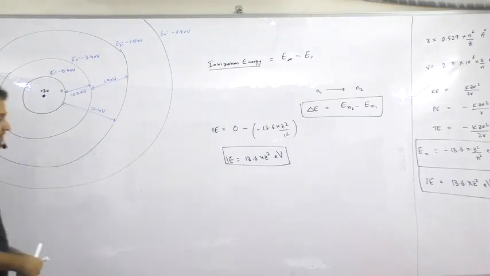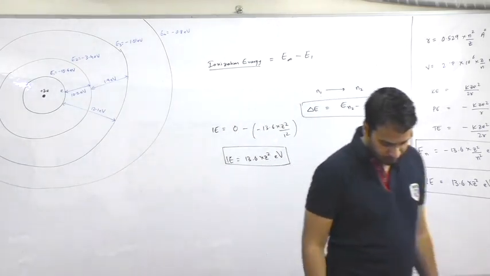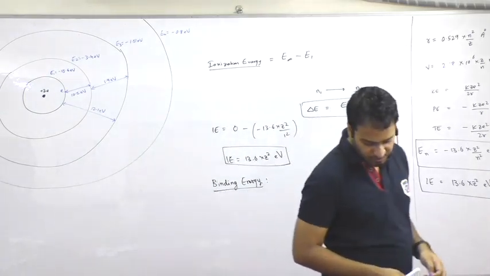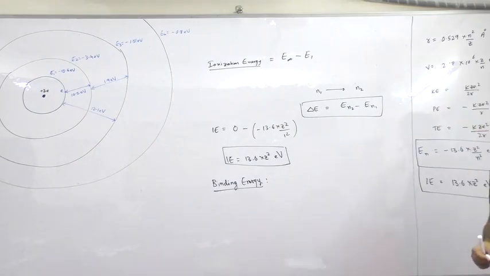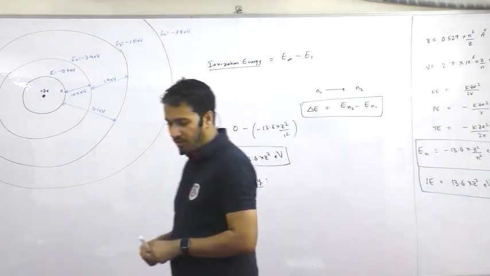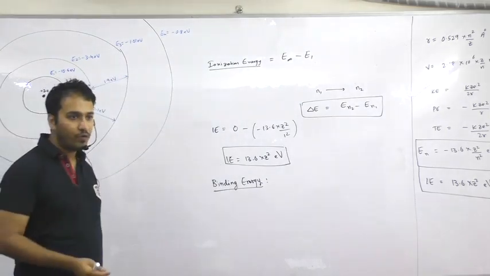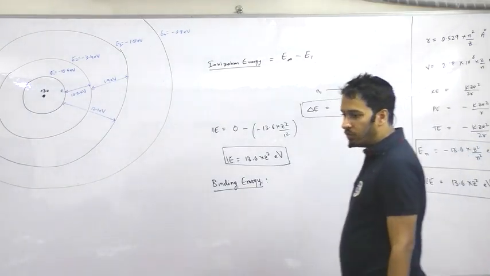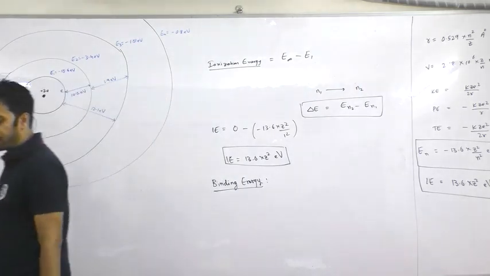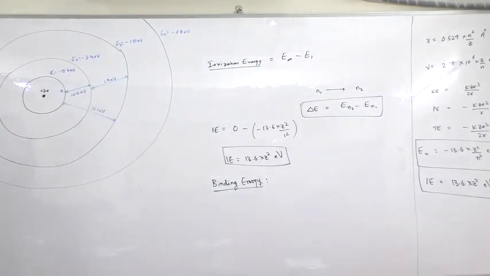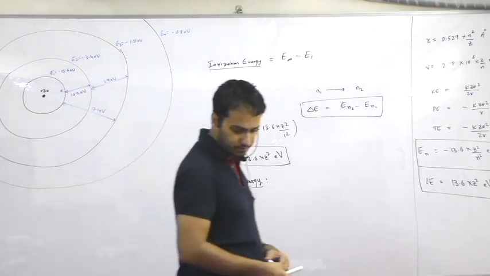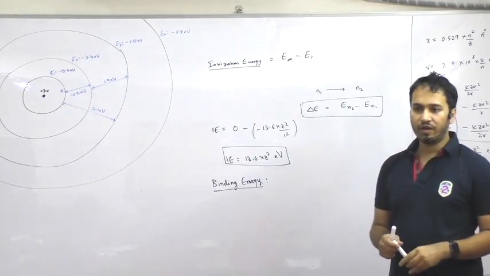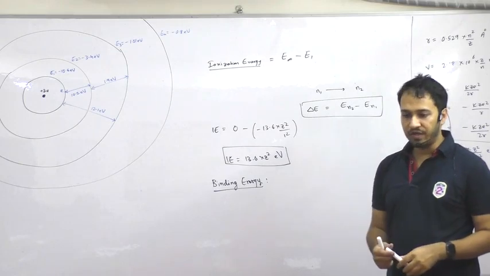Okay. And write down another definition: binding energy. The energy required to move an electron from its current orbit to infinity is binding energy.